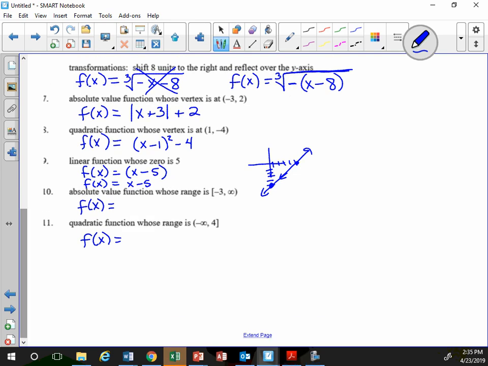All right, absolute value function whose range is -3 to infinity. That just means it's been shifted down 3. So you're going to have absolute value of x minus 3. All right, then the quadratic function whose range is negative infinity to 4. What has happened there? Flipped, right? And what else? Up 4, if you're going all the way up to 4. So we flip over the x-axis. So where does my negative go? Negative, so outside.